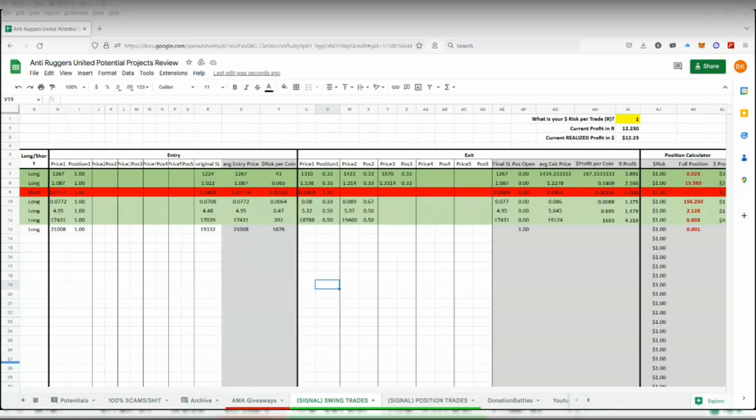Maximize. There you go. Okay. Let's put our profit targets here. For this spreadsheet, I made it so you could put up to 5. There's a price 1, position 1, price 2, position 2, all the way up to price 5, position 5. But that doesn't mean you can't do more than 5. If there's more than 5, you just average them into one column.